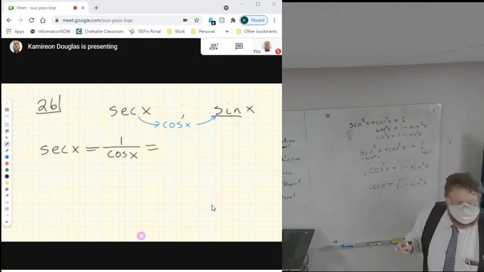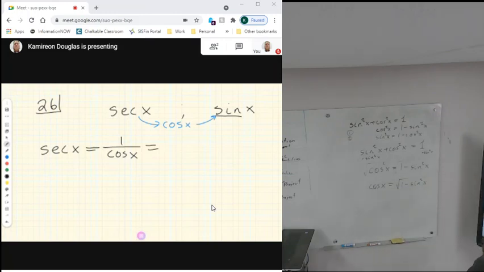Which one is the middle column? Like, which one are we trying to work out? We're trying to get from secant to sine. So we're doing this? I'm using this to help me.